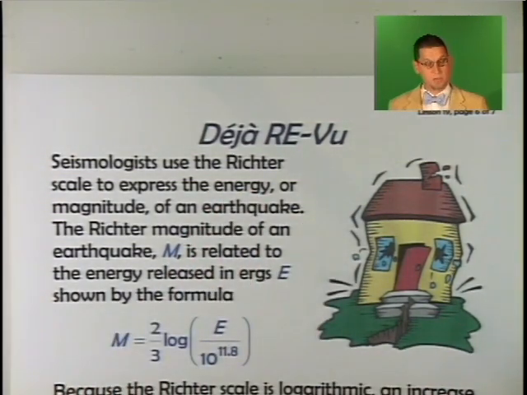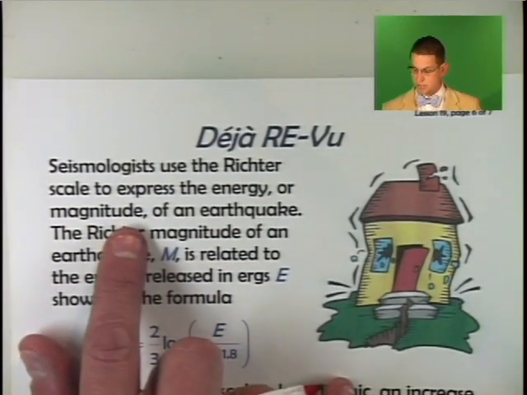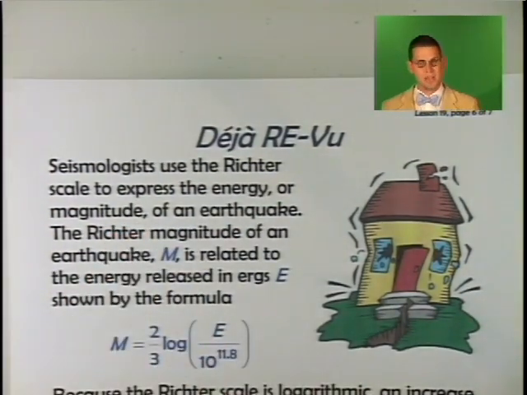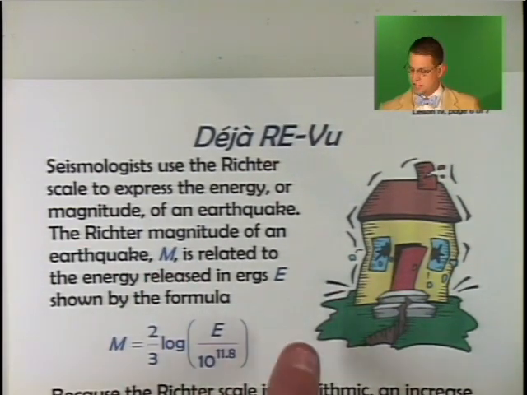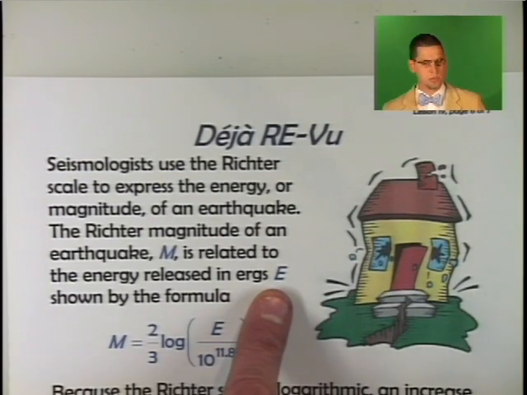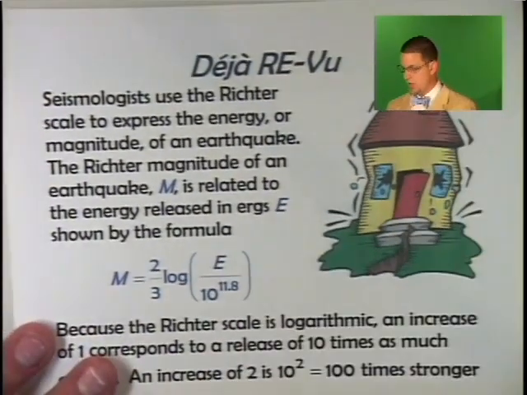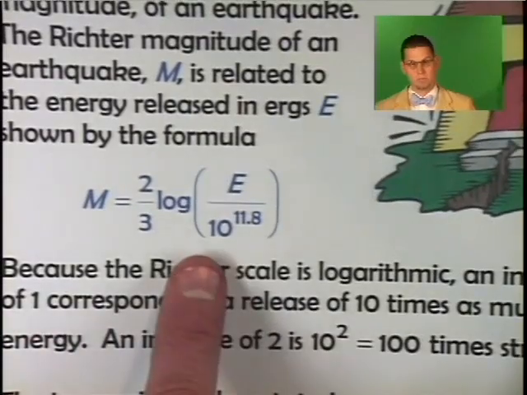Seismologists, the people who study earthquakes, actually use the Richter scale to express the energy or the magnitude that an earthquake gives off during an earthquake. The magnitude we call m, and the energy that it releases is typically measured in ergs, which we're going to call capital E.